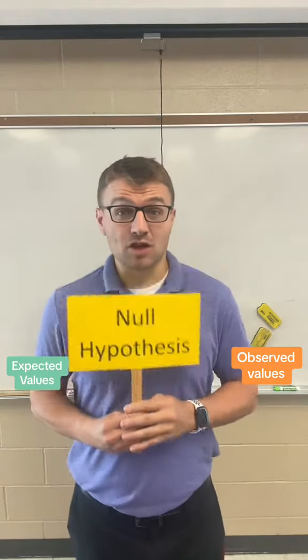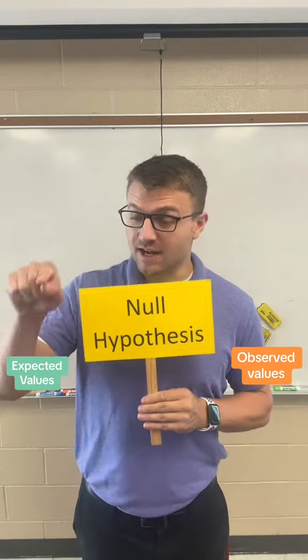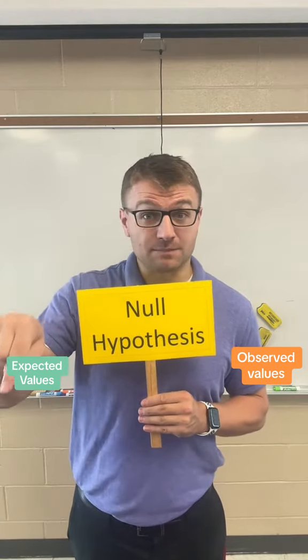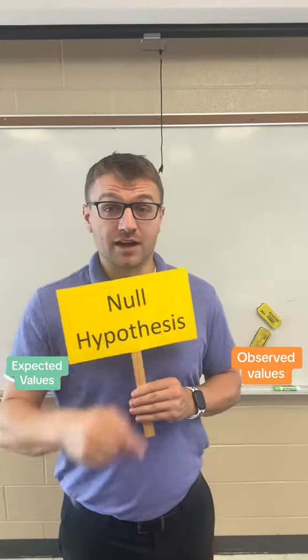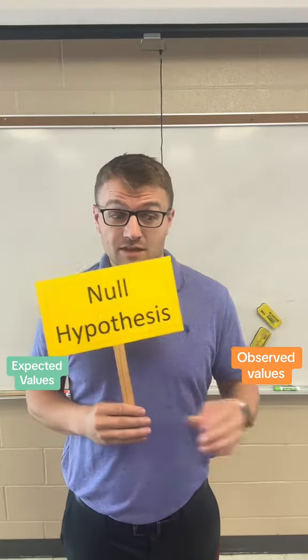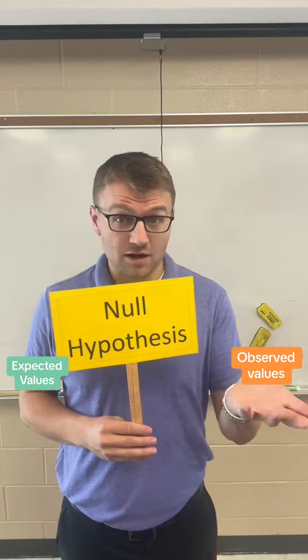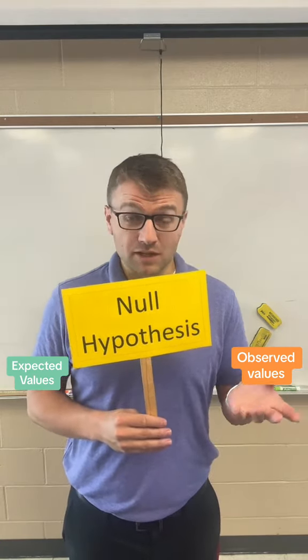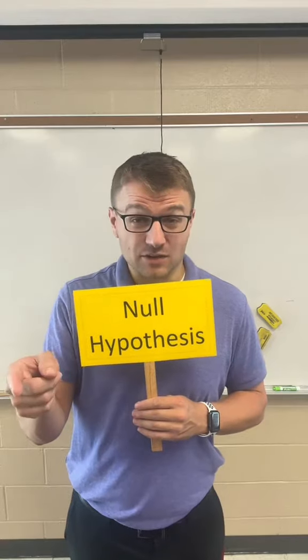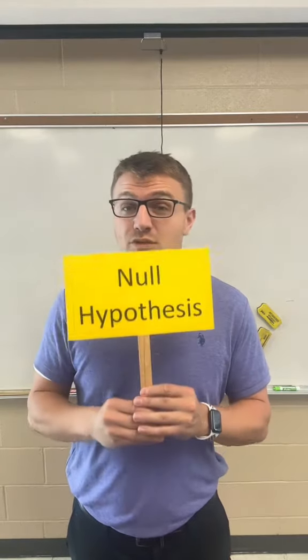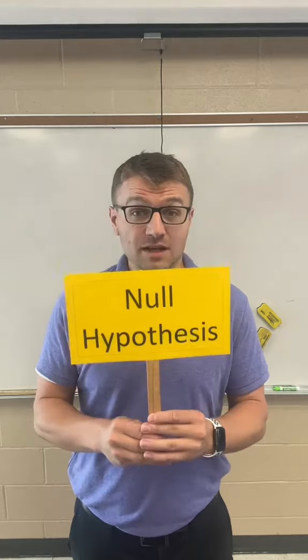I'll say, hey, I'm the null hypothesis. What I'm saying is there is no significant difference between the expected and observed values. This means that the values that we saw in our experiment were in the realm of possibility with our expected values. Now, what they have to do is use the chi-square to either reject me or fail to reject me.